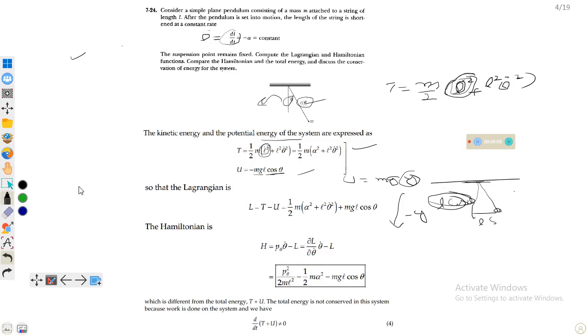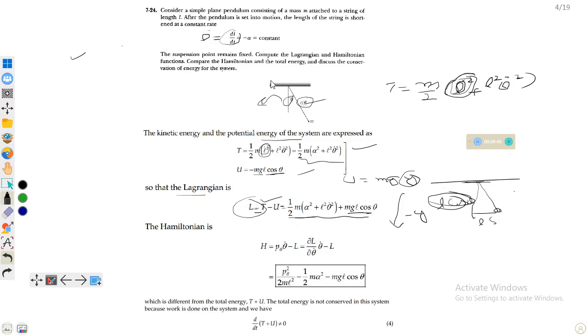Now let's go to the Lagrangian. The Lagrangian is equal to T minus U. And we have the kinetic energy, which is this whole expression, m over 2 (alpha square plus L square theta dot square). This is the kinetic energy, and minus the potential energy. So this minus sign and this minus sign will go to plus mgL cos of theta. Thus we have found the Lagrangian of the system. This is the Lagrangian of the system.